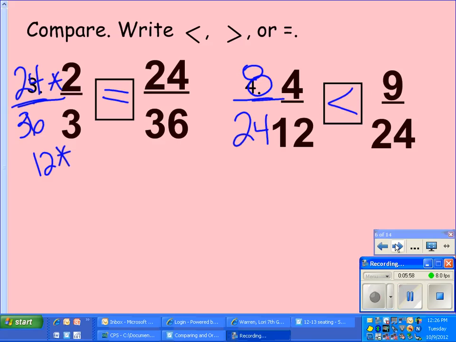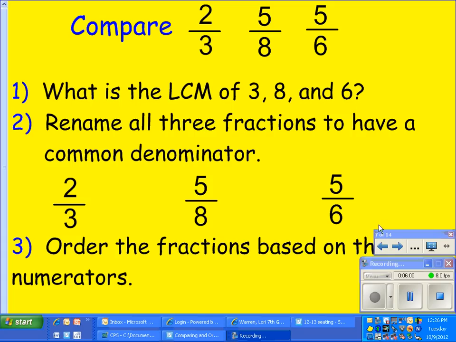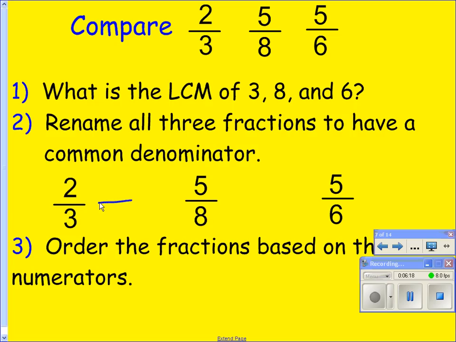So let's try the next one. This one says compare 2/3, 5/8, and 5/6. When you still have three fractions, you still want to find the common denominator between all three. So what's a common denominator between 3, 8, and 6? That would be 24. So we're going to change all of the denominators to be 24.